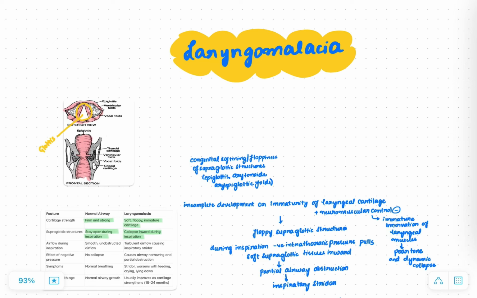Hello everyone, in this video we are going to discuss laryngomalacia. So what is laryngomalacia? Congenital softening or floppiness of the supraglottic tissues, that is the epiglottis, arytenoids and the aryepiglottic folds.